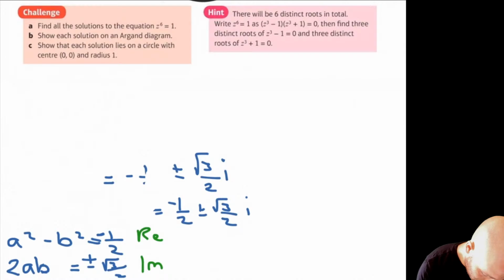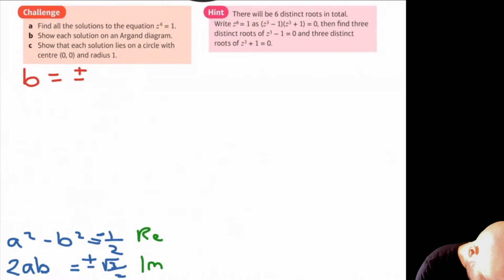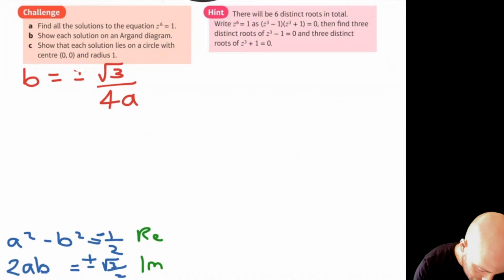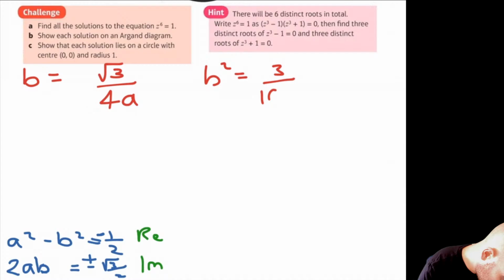So you can rearrange this to have b equals plus or minus root 3 over 4a. Now, because I'm going to square this, the plus minus doesn't actually matter, because if you square a negative, it becomes positive. So I'm just going to get rid of that. If I square this then, we're going to get 3 over 16a squared. And then we can put that into the other equation.